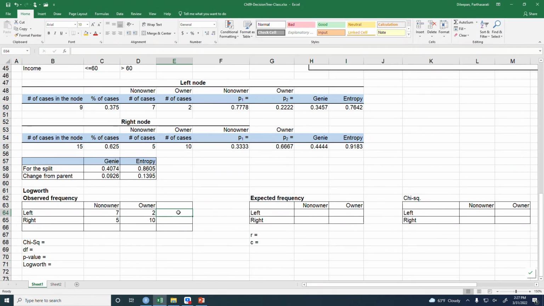Okay. So let's look at the total for the row. And then the total for the column. And then of course you have the grand total right here.